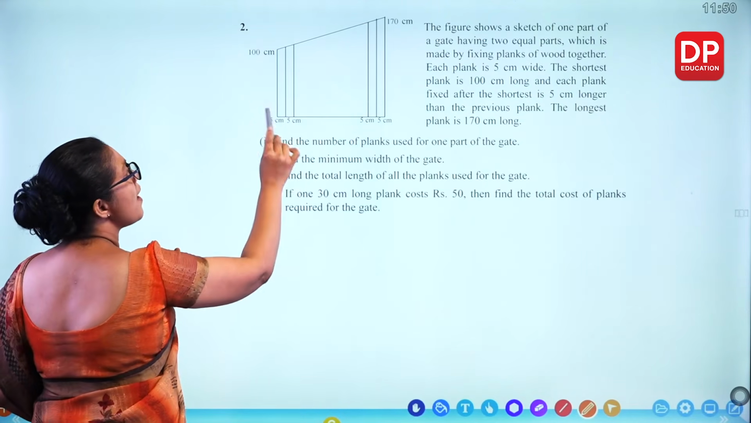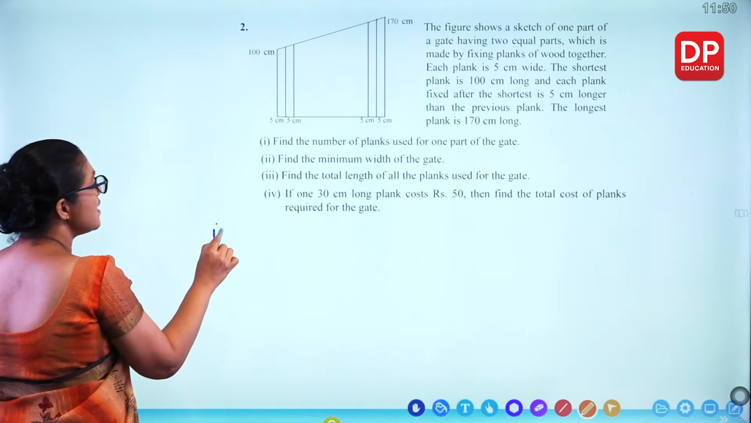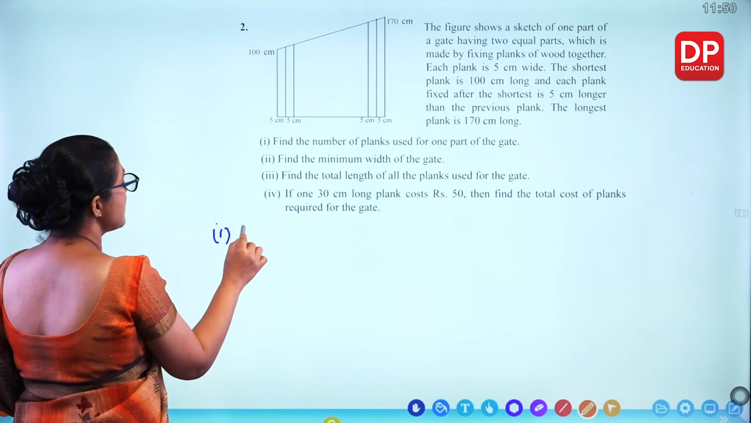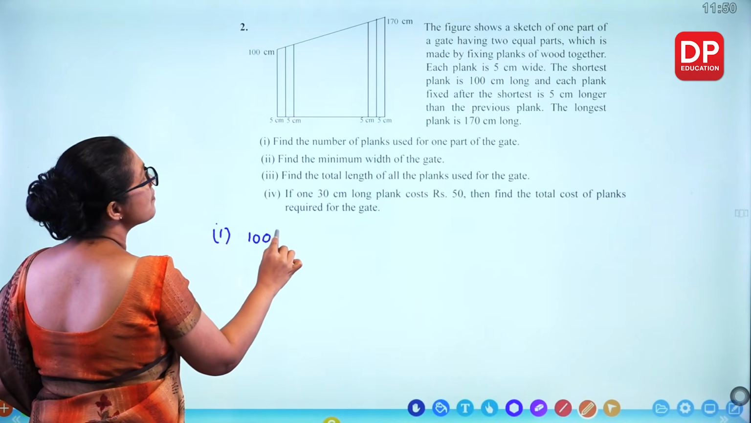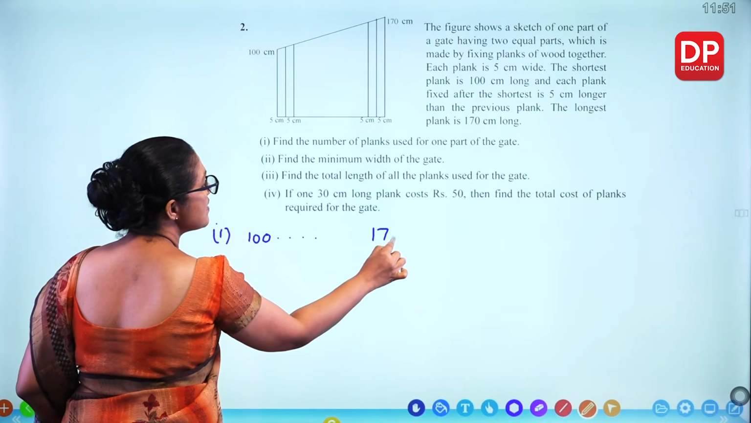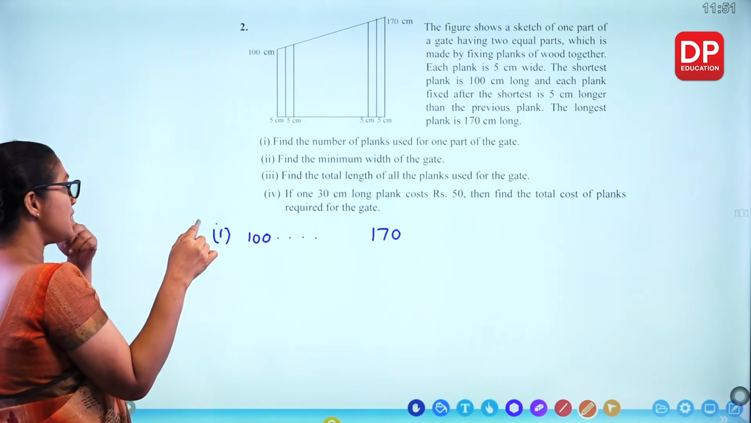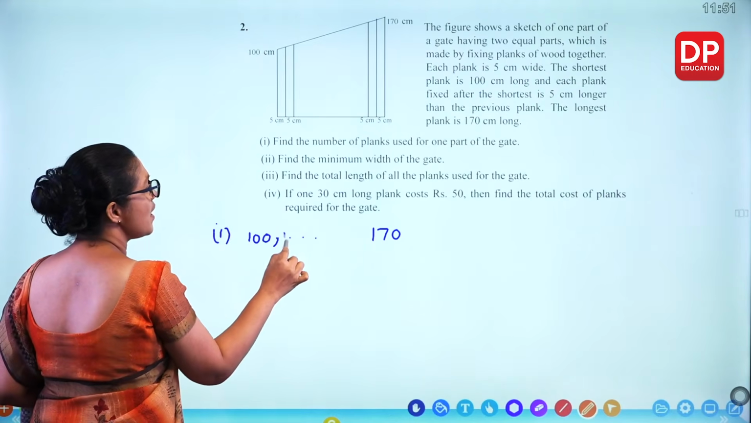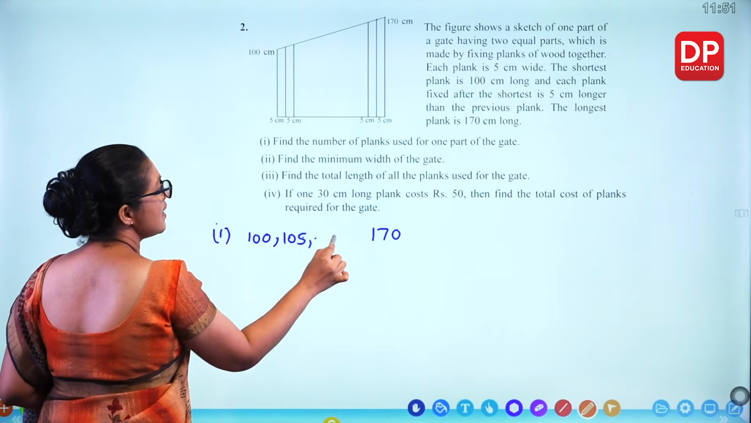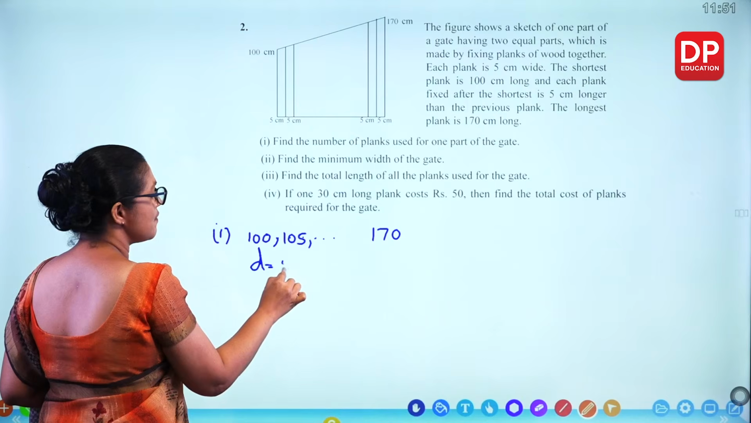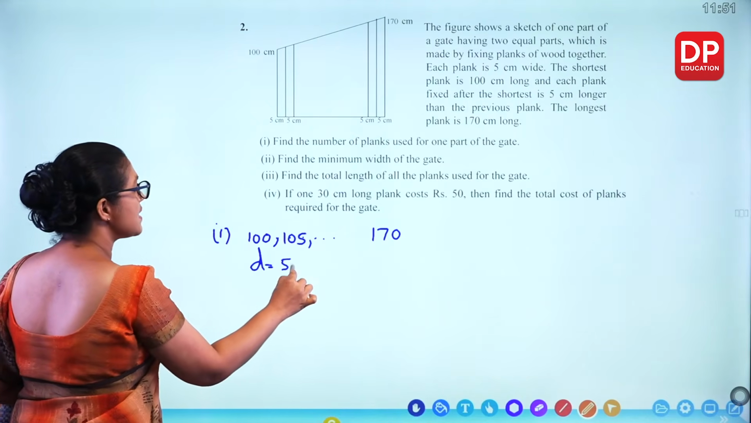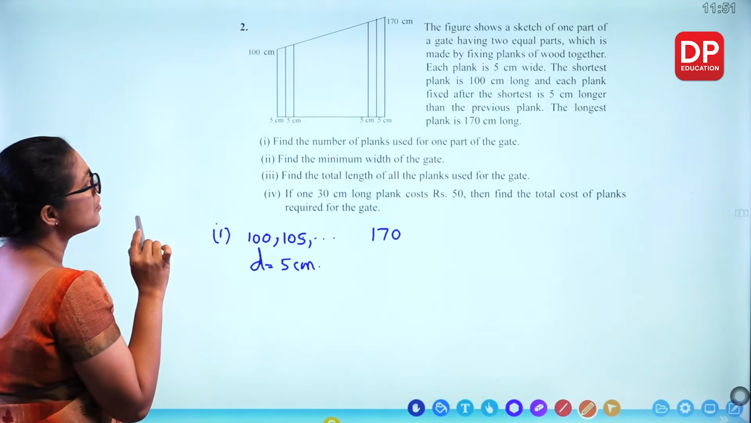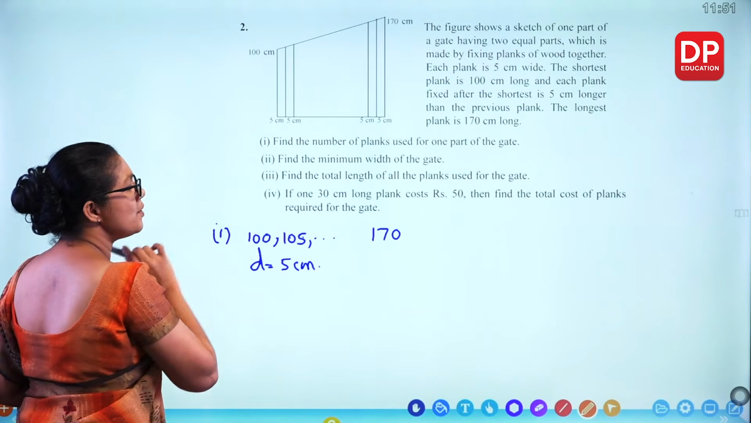Find the number of planks used for one part of the gate. So this is one part of the gate. So this is an arithmetic sequence starting from 100. The final one is 170. Each one is 5 centimeter more than that. So what's the next one? 105. So like that. So what's the difference then? Difference is 5 centimeters. You are asked to find out how many planks you need. N.